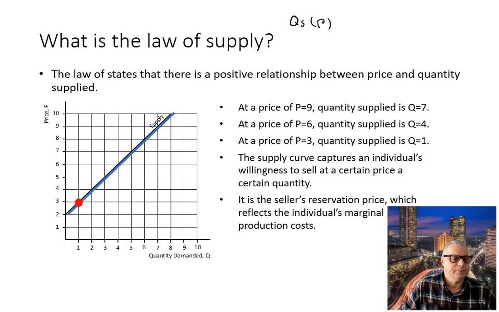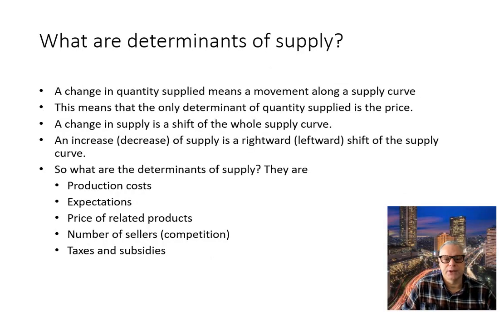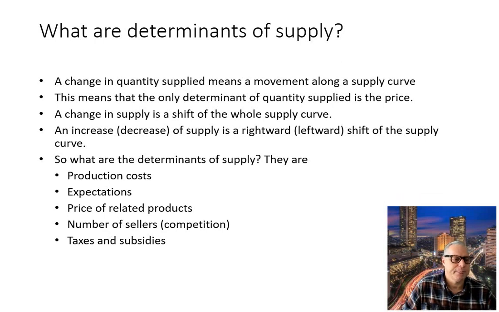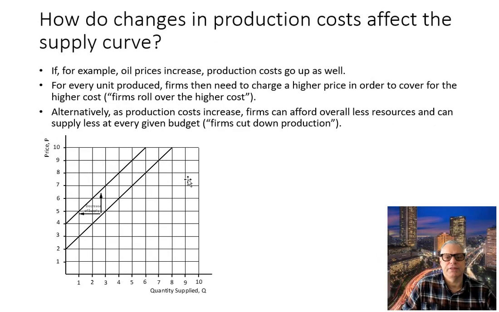And so what are those determinants? They are first production costs, and then also expectations. We can also think of prices of related products. Very important, the number of sellers and competition, and taxes and subsidies. So let's start with the production cost.